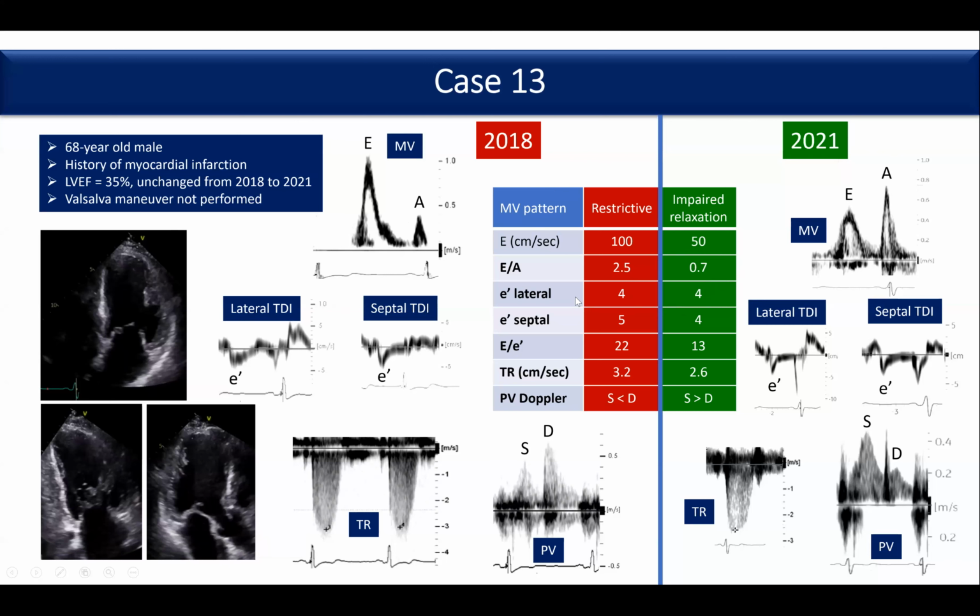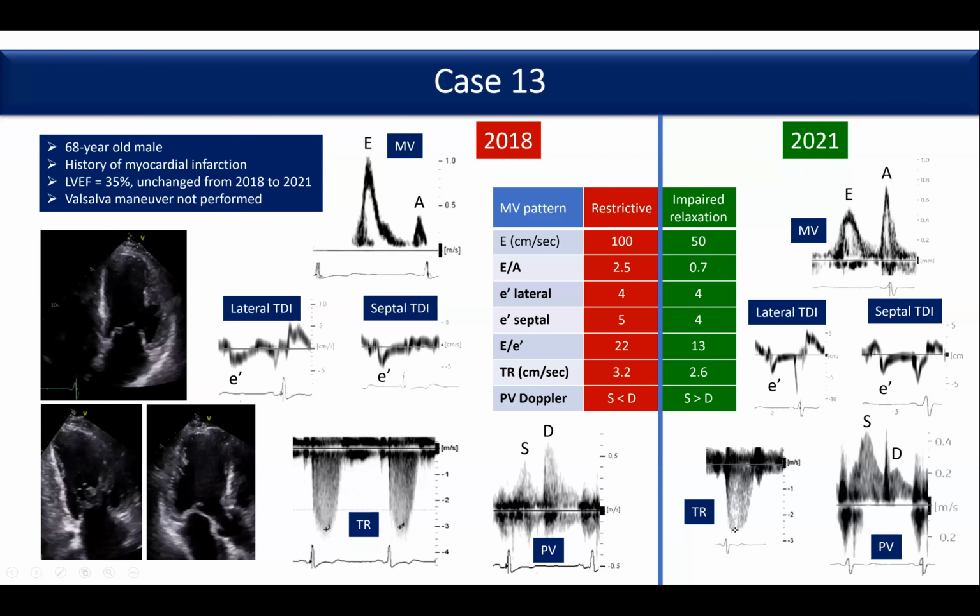Now, the E prime, septal and lateral did not change. They're still the same. So the impairment in relaxation has not changed. But look what happened to the E/E prime ratio, 22 to 13. You see 22 here, E/E prime ratio. Here, 13, which is in the normal range. The TR velocity as well went from 3.2 meters per second to 2.6 meters per second. Look at the pulmonary vein Doppler. The S was smaller than the D, now the S is larger than the D. So LA pressure has normalized at rest.